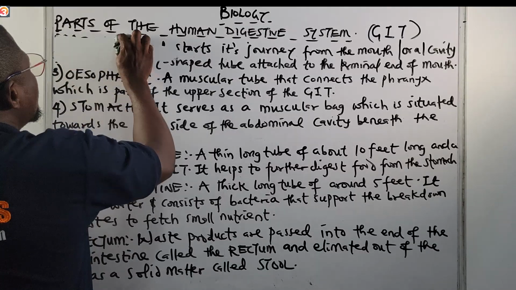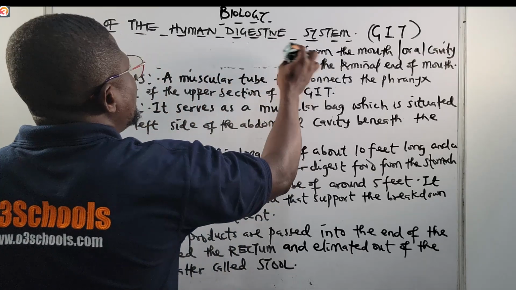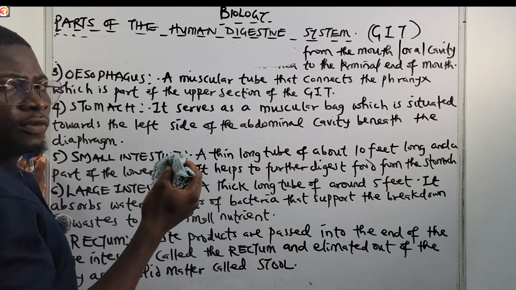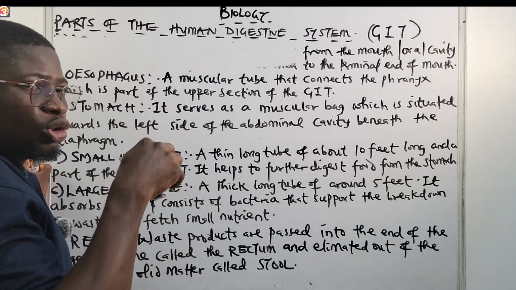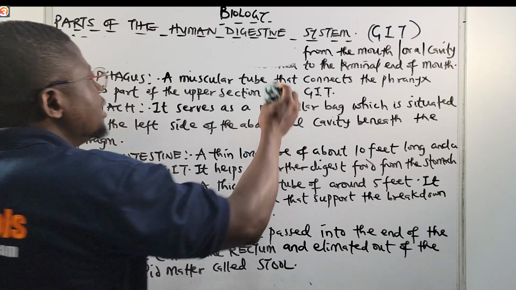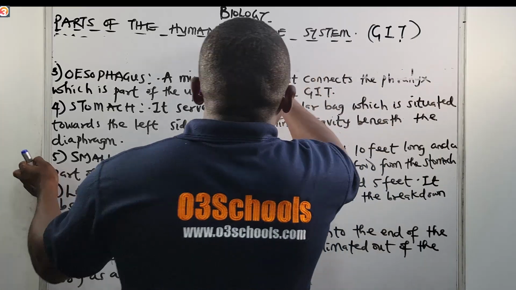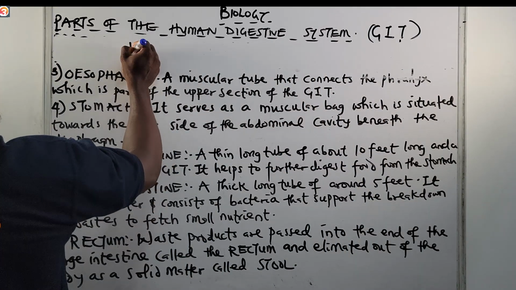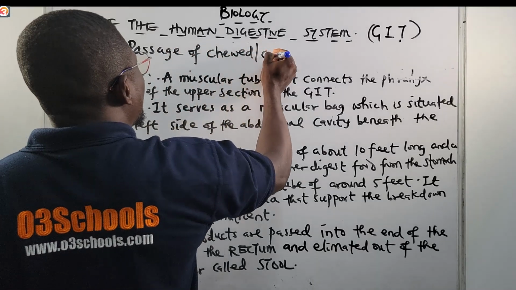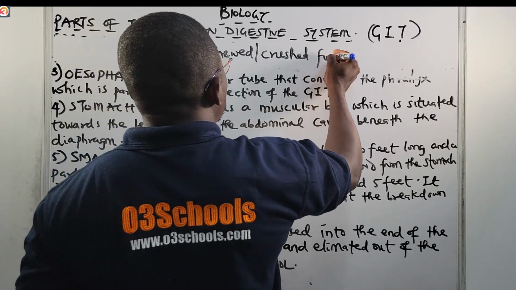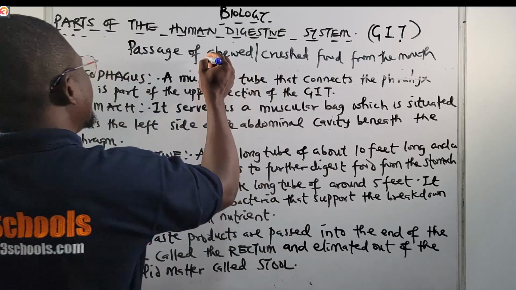And what is the function of this pharynx? The function of this pharynx is to mainly pass the chewed or crushed food from the mouth through the esophagus. So let me put the function down. It's mainly involved in the passage of chewed or crushed food from the mouth through the pharynx.